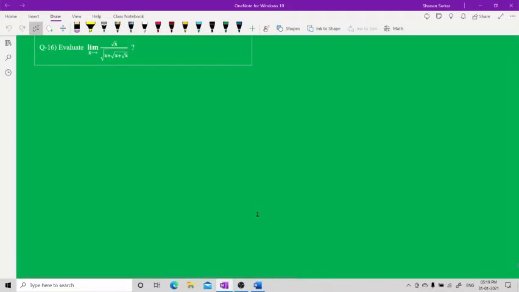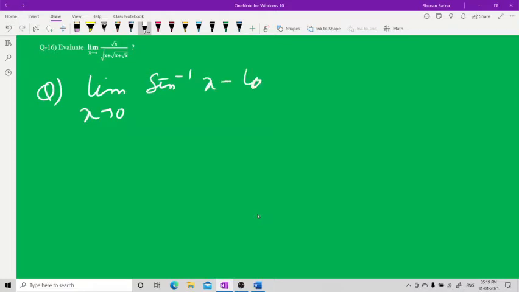Now there is a good question. The question is: limit x tending to 0 of (sine inverse x minus tan inverse x) upon x cube. I need to find this limit. Now see one thing, this is sine inverse and tan inverse. There is no formula which relates sine inverse and tan inverse.